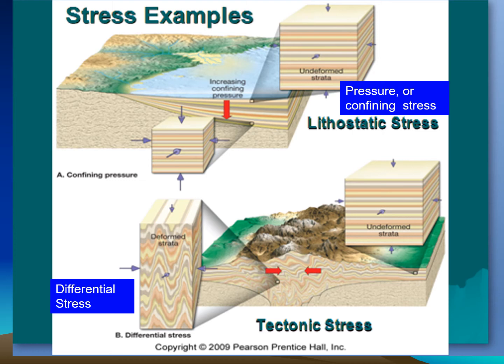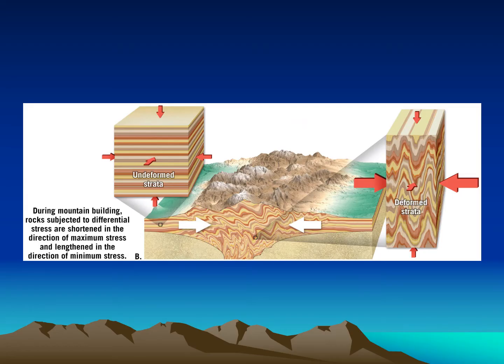heat and pressure, but it's also being squeezed greater in one direction than another. That's differential stress. So you end up with deformed strata like you see there on the left. So that's generally your differential stress is going to occur either in a mountain building event or along a fault. Here is another version of a similar drawing there.